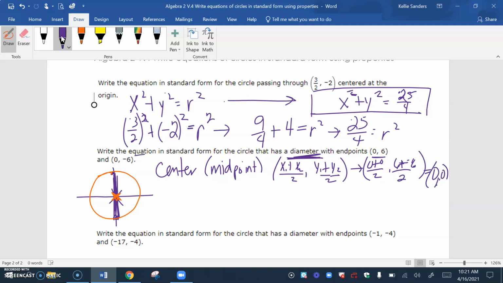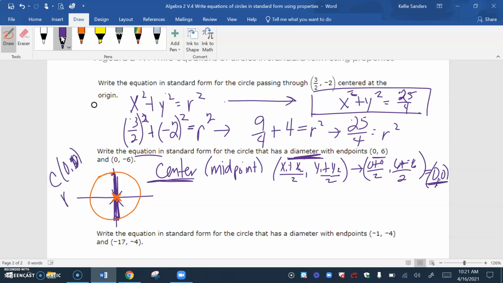So remember, if we're writing the equation in standard form for a circle, we need a center and we need a radius. To find the center, when they give us the diameter, we're going to use the midpoint, and it's at 0, 0. So the center is at 0, 0, and I still need a radius. Now how am I going to find the radius? We're going to use the distance formula because they gave us the diameter. Distance for diameter.